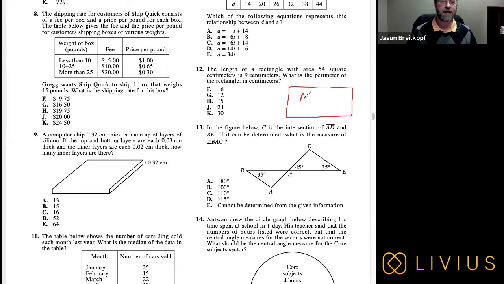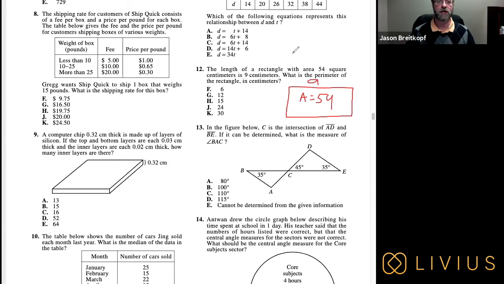They tell us that the area is 54 square units, in this case centimeters, but that doesn't really matter. I'm not going to write down what units they are. And that the length is 9. Okay, so I'm going to put a 9 there. I don't know what the width is, and they want to know what the perimeter is.